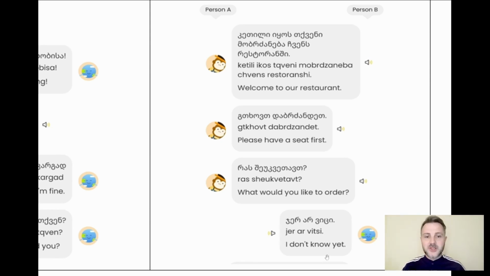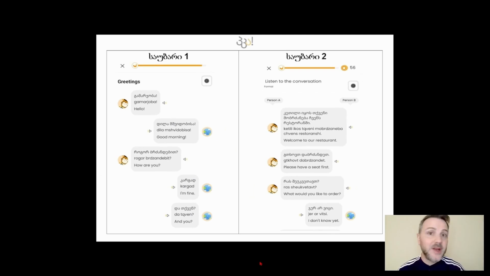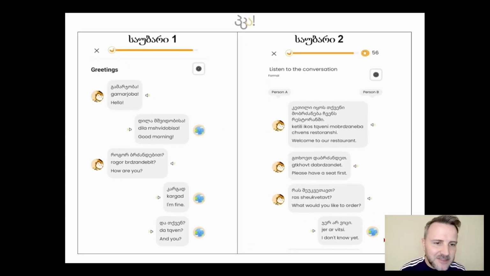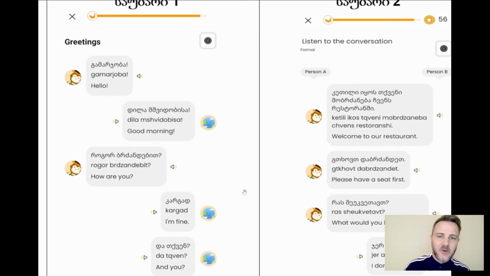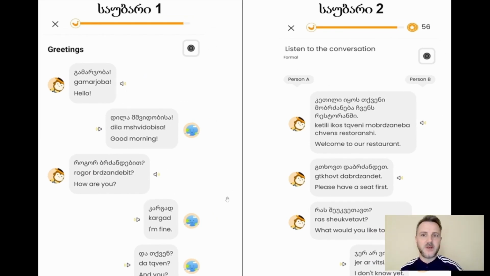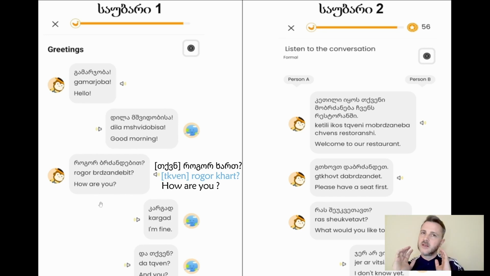And then the client. No hello, no thank you, just gerardizi. We're not judging the quality of the responses. In fact, we're looking at what the person said. This person, we're assuming, is the native Georgian speaker. The reason why you know they're native is because of their ability to use this form, which seems so confusing to a non-native speaker. BRDZANdebit, meaning tkven khart. Essentially, Rogor BRDZANdebit means Rogor khart. We also know Rogor khar, but we can see that it's quite formal. So the question is, what's wrong with Rogor khart? As in Rogor khart, kargad.